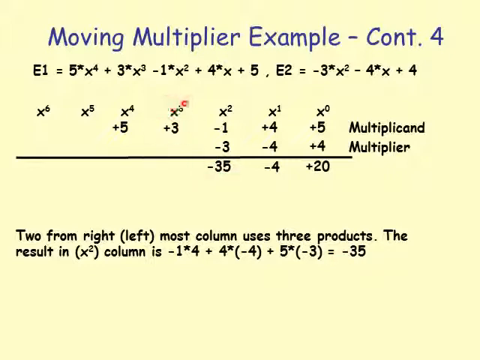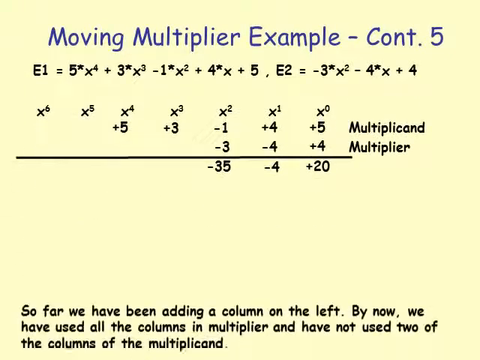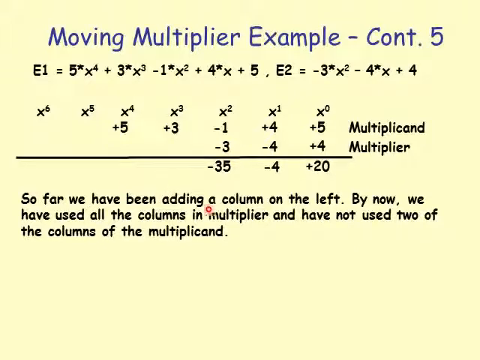Now we are ready to move into the x cubed column. Let's find out what it is. So far we have been adding a column to the left. First we did it in this column, then that column was added, then we added this column. Now at the most we can have 3 columns, because 3 is the number of digits in the multiplier, which is the smaller. The multiplicand has 5 digits and the multiplier has 3 digits. We have not yet used 2 of the columns from the multiplicand.